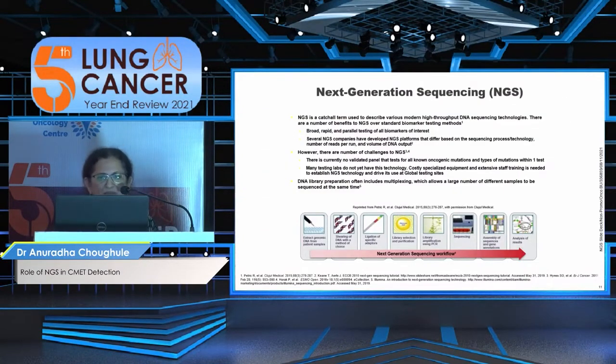Everybody knows what NGS is now, but the advantages are that it is a broad, rapid and parallel testing for all biomarkers of interest. However, there are a number of challenges faced when doing NGS. Right now, there are no currently validated panels available to detect these oncogenic mutations and the types of mutation within one test. Many testing labs do not have this technology. Costly specialized equipment is essential.